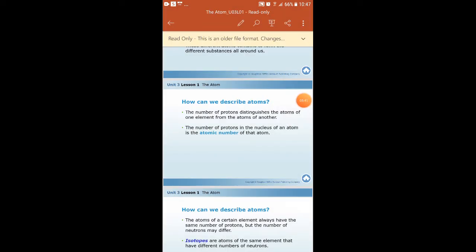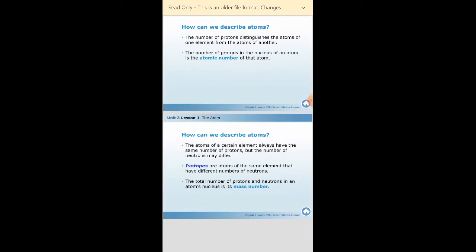Then we will talk about the atomic mass, the mass number, because it has some difference from the atomic mass. You will see that in the next lesson. The mass number is the total number of protons and neutrons in the atom's nucleus. Why do we need this mass number? Actually, because not all the atoms have the same number of neutrons and protons.